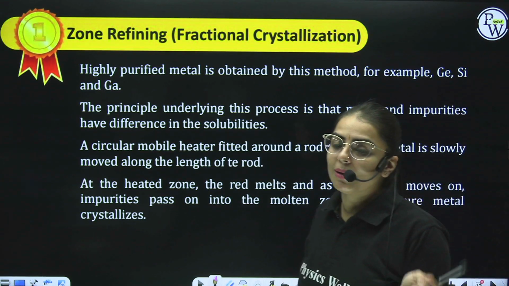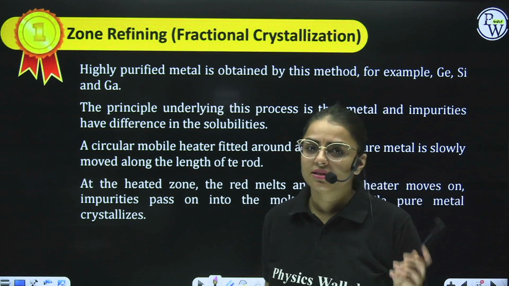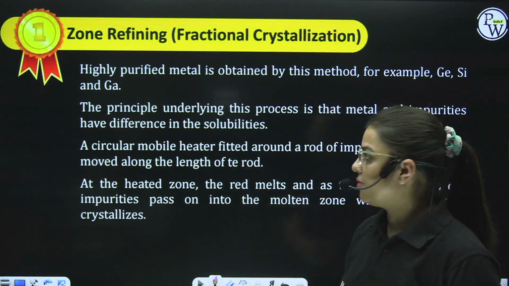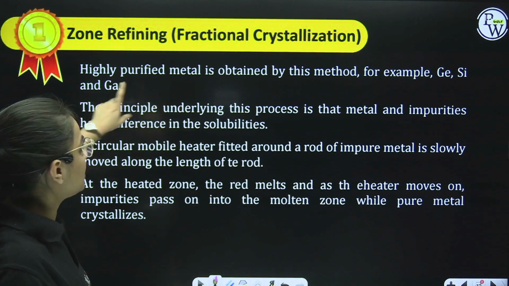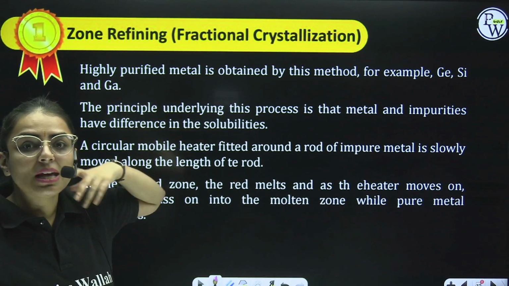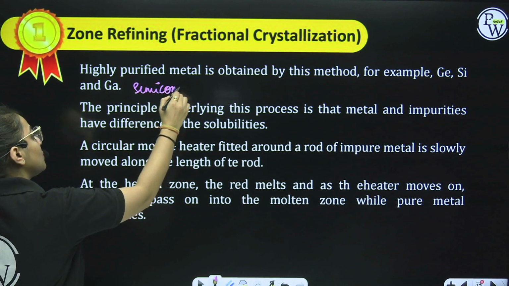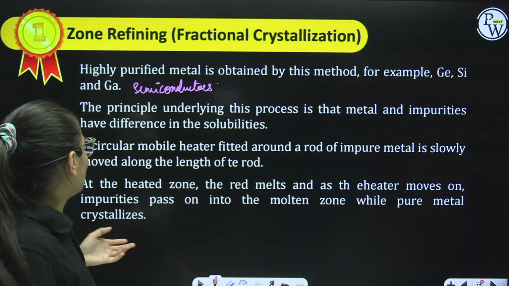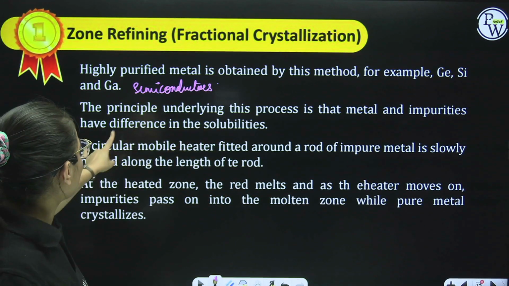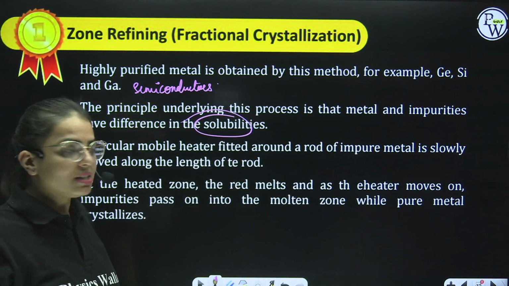Now comes the zone refining method. See, basically zone refining is also an easy one. Highly purified metal is obtained by this method. For example, this is used for the production of semiconductors: silicon, germanium, gallium, for all of them. The principle underlying the process is that metal and impurities have differences in their solubilities. In the previous case, they have difference in melting point and boiling point.